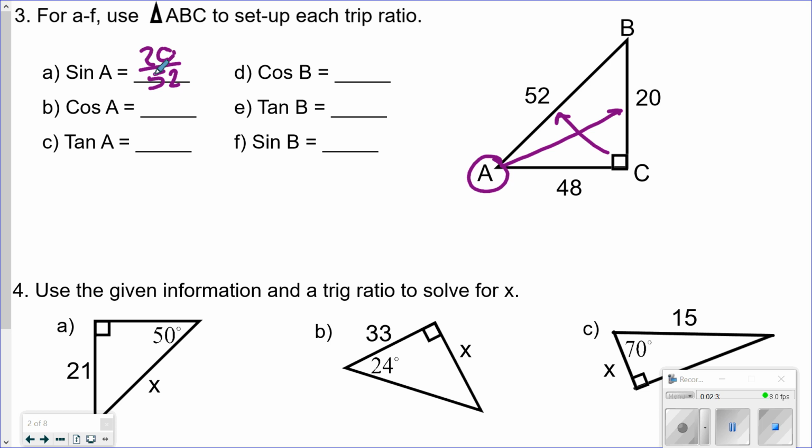All right, cosine of A, well, here's the adjacent side, and 52 is the hypotenuse, so our ratio is 48 divided by 52. Tangent of A, well, tangent is opposite over adjacent, and so we get 20 divided by 48.